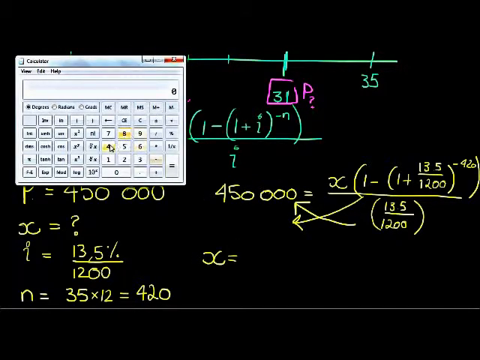Okay, so I have 450,000 multiplied by the denominator, which is 13.5 divided by 1,200, and divided by that top bracket, which is 1 minus, and in brackets, 1 plus 13.5 divided by 1200, and that has an exponent of negative 420. Close my top bracket and that gives me an answer of 5,109 rand and 3 cents.